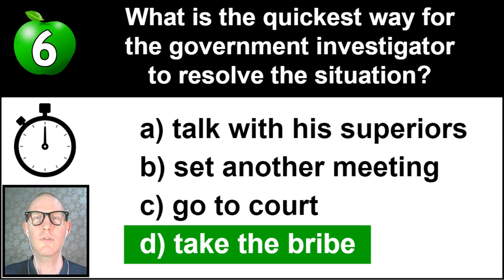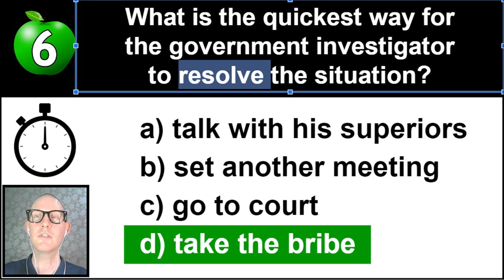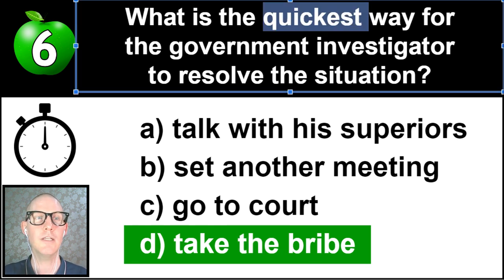All right. So the quickest way for the government investigator to finish the situation, complete the situation, find a quick solution to the situation would be to take the bribe. Whether or not he's going to do it, we don't know, but that would be the quickest. That wouldn't be the most ethical, and it wouldn't be the most legal way, but it would be the quickest way, and that's what the question was asking for.